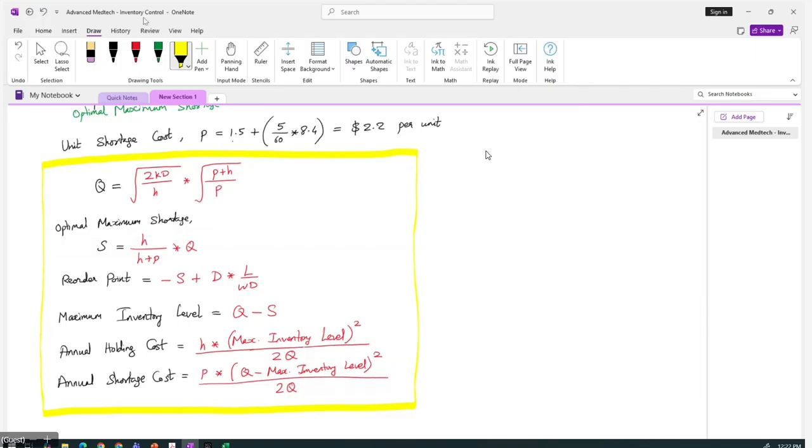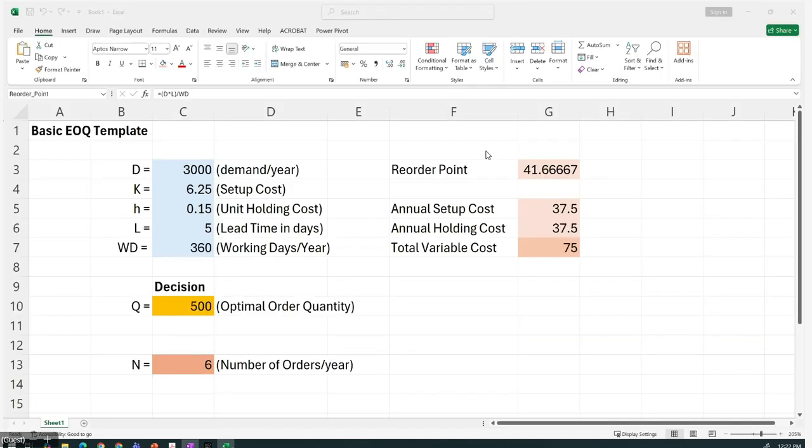Right. Now, what we'll do is we'll create another template. With me? Fine. Open your Excel, open the existing one that you had, save it. Maybe save it with the name basic EOQ template. After that, make a copy of it.